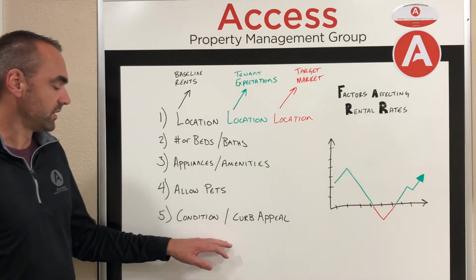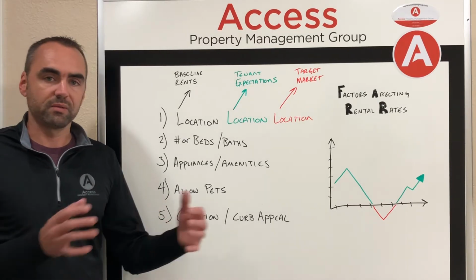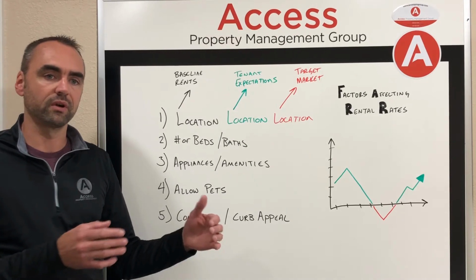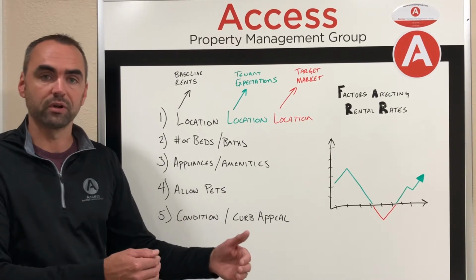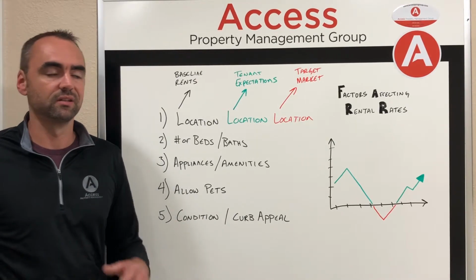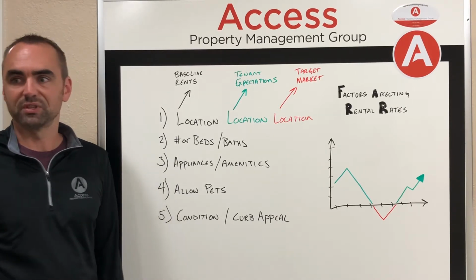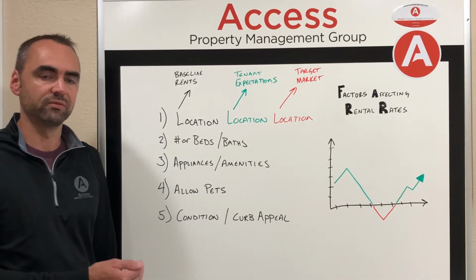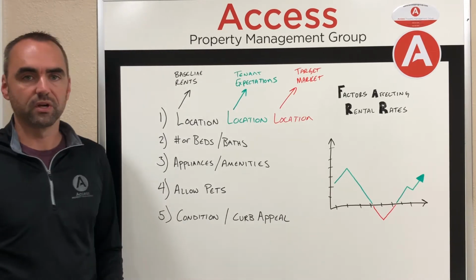The last item on here is condition and curb appeal. Again, if you have a better looking property, it's probably going to lease more quickly and for a higher rate, or you may get your market rate. It may not be a higher one, but you might get the expected market rate, unlike a property that is neglected or just not being maintained. If you have a property that looks great on the inside, but the yard looks terrible from the street, you're not going to get people in to see that beautiful unit. And again, it's going to hurt you. So condition and curb appeal is very important.